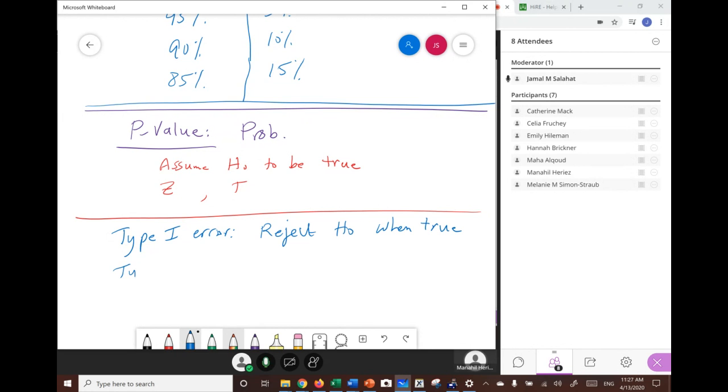Now, let me give you a type 2 error. Type 2 error is to fail to reject H naught when it is false. So in type 2, what if I tell you something wrong, like today is Friday, and you fail to reject it? You said, oh yeah. So you made a type 2 error.